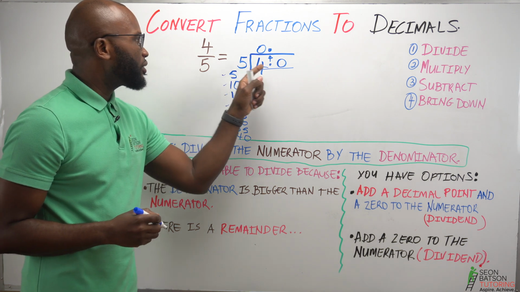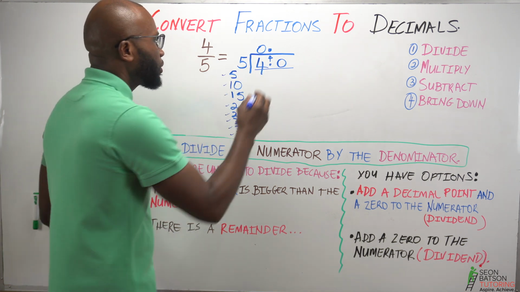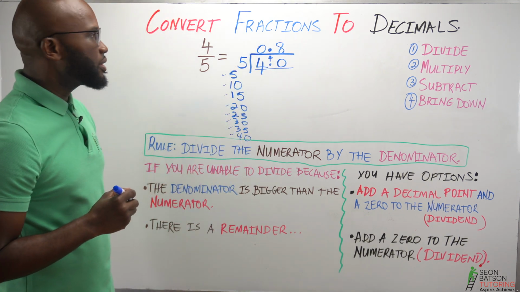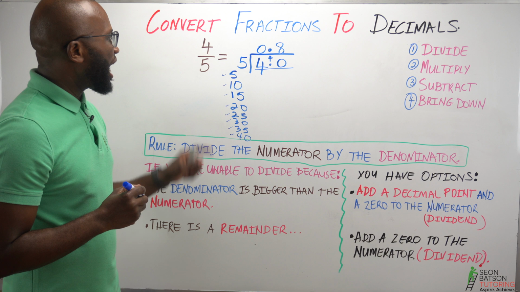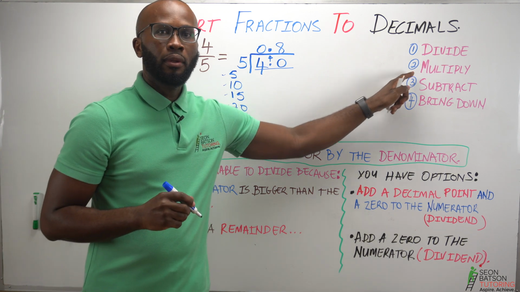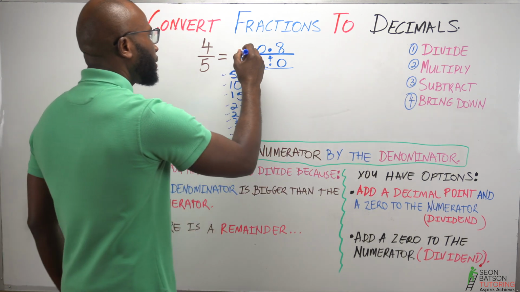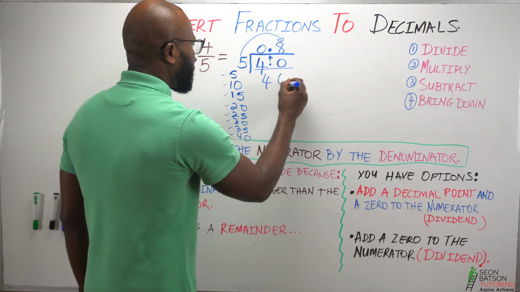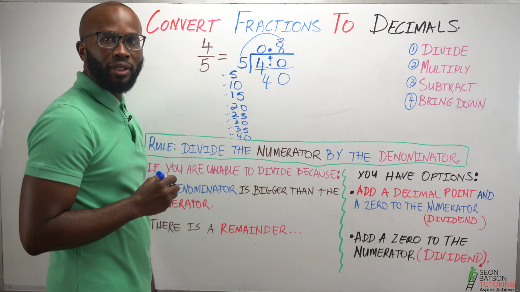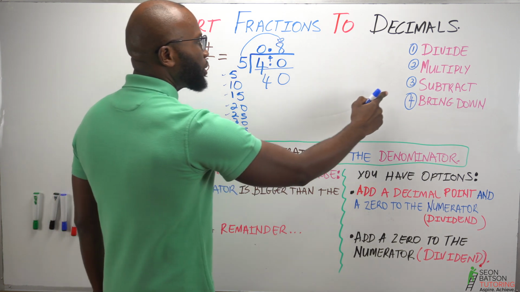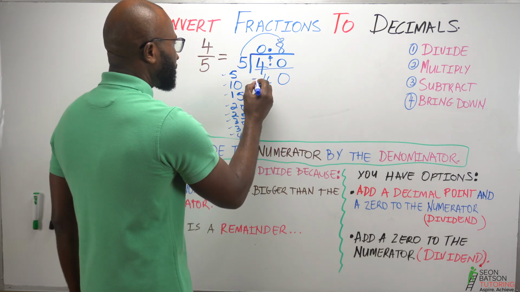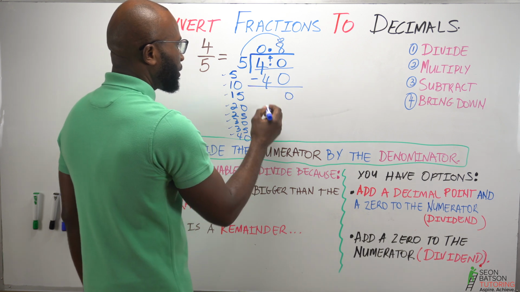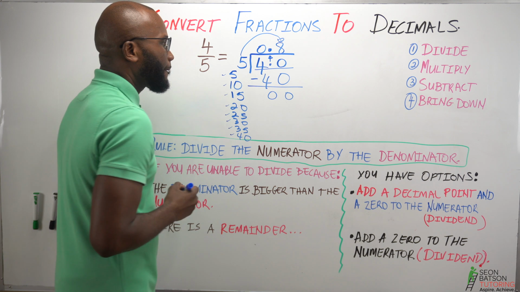So 5 can go into 40 8 times. We'll put our 8 above the 0. After we divide, we have to multiply. 5 times 8 is 40. So far, so good. After we multiply, we are going to subtract. We have 0 take 0 is 0, and 4 take 4 is 0.